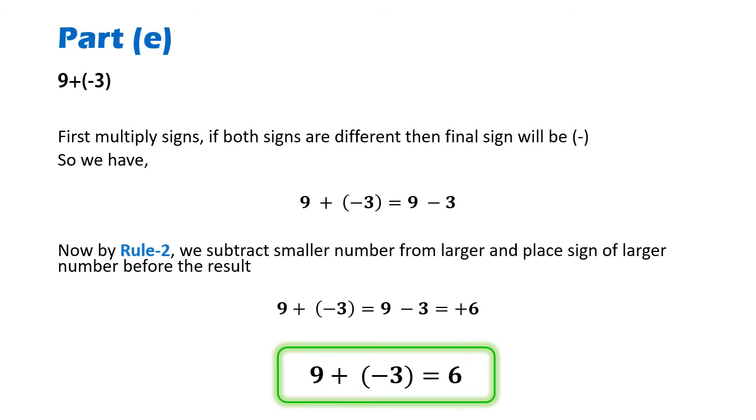Part E. 9 + -3. First multiply signs. If both signs are different, then final sign will be minus. So we have 9 - 3. Now by rule 1, if the signs of both numbers are same, then we just add those numbers and place that sign before the number that we obtained by addition. So finally we have 9 + -3 equals 6.